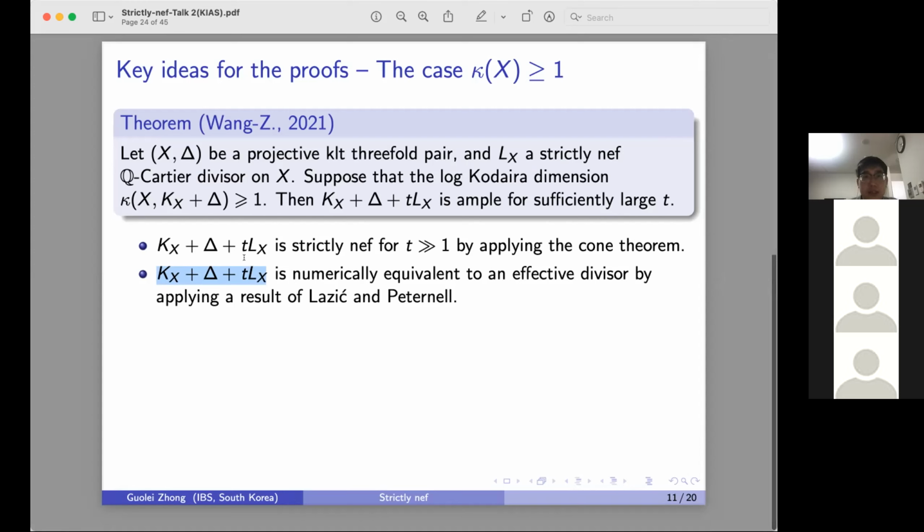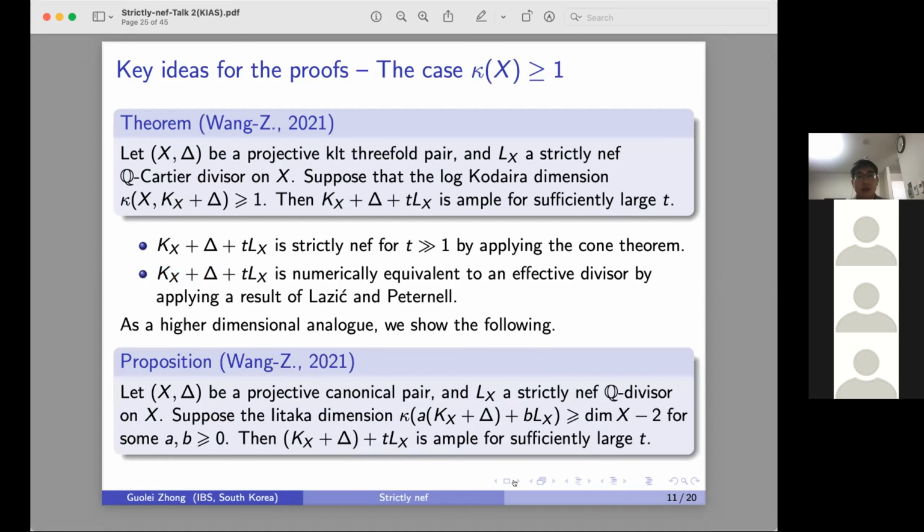So this theorem is not hard to prove by applying the previous result, but from our viewpoint, we try to generalize it to the any-dimensional case, as a high-dimensional analog.